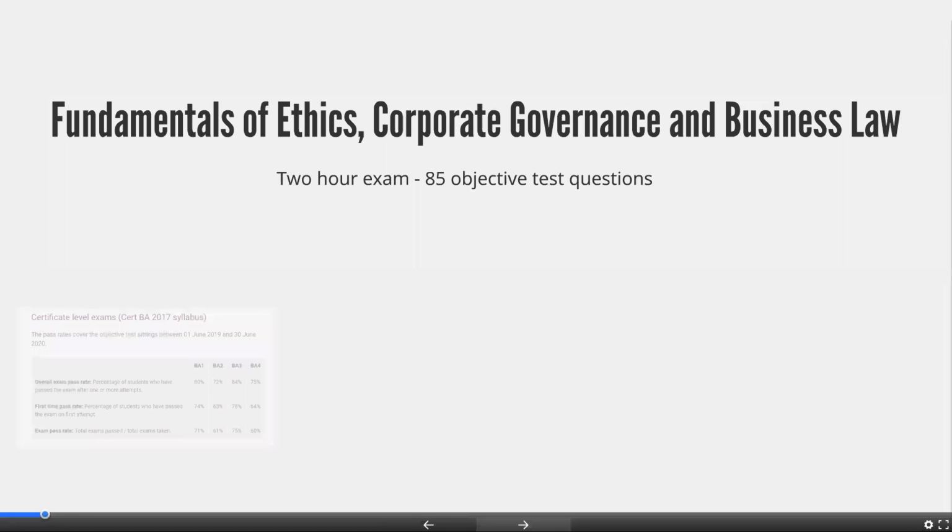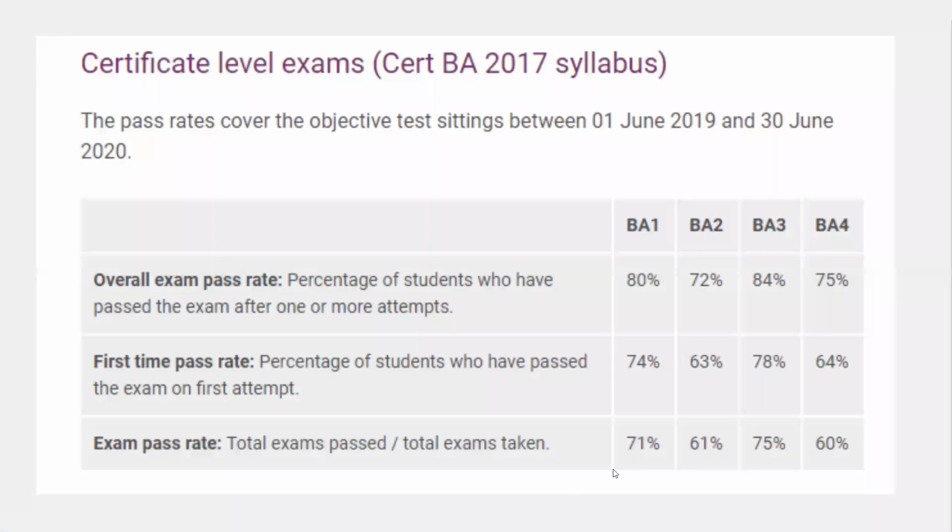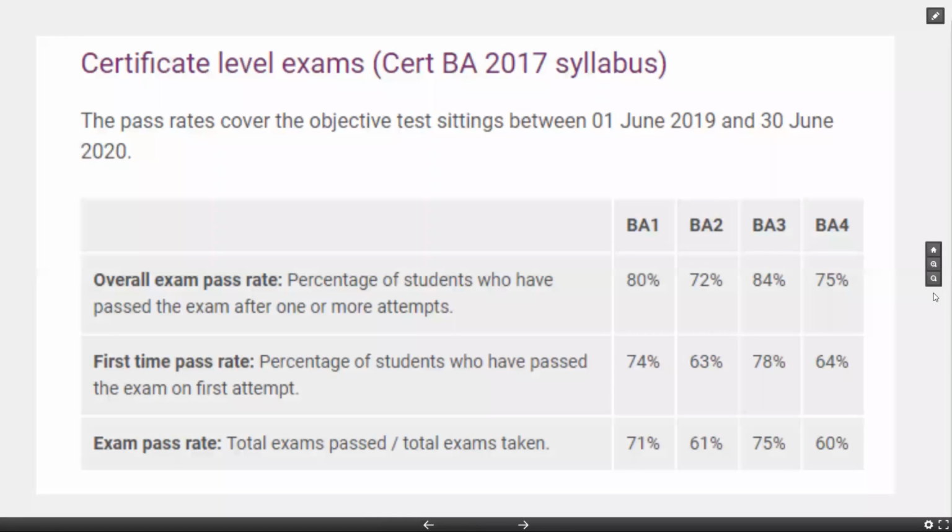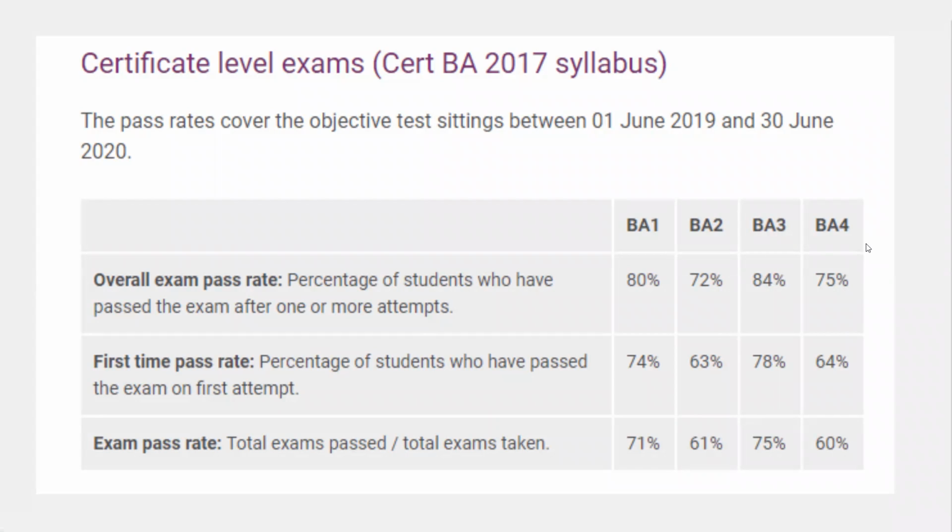Now, one of the really interesting things about BA4 is its pass rate. So we can see here in comparison with the other exams that actually the overall pass rate for BA4 is slightly down on BA1 and BA3. And in fact, the first time pass rate is kind of on the low side as well. And that might surprise some of you because I think the content in BA4 can be considered less difficult than in other certificate level exams.